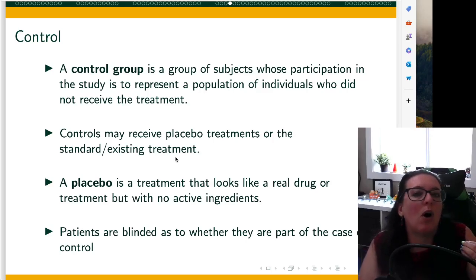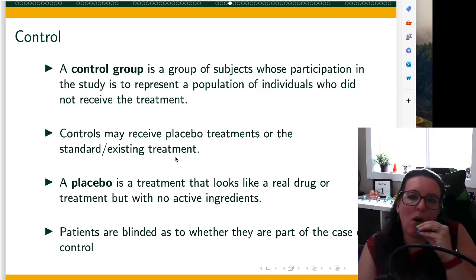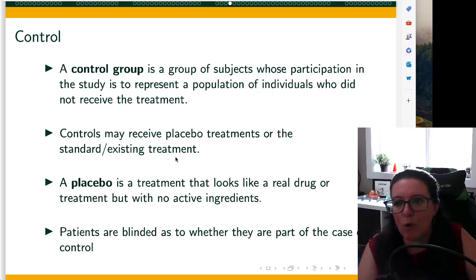If it's not a medical study, if it's not a drug study, if it is more of a procedure or steps, you may have them do some steps or activity so that they don't know whether they are the treatment group or the control. So patients are going to be blinded as to whether they are the control group or the treatment group.